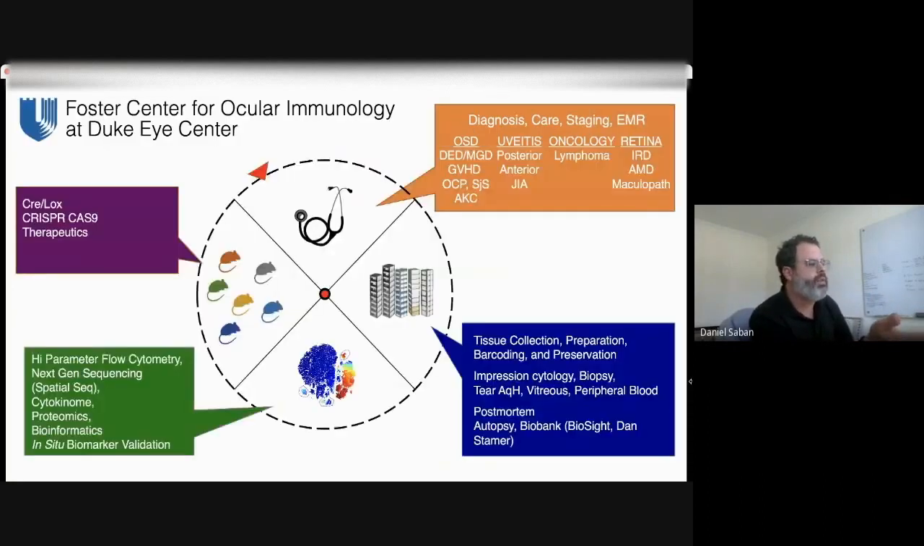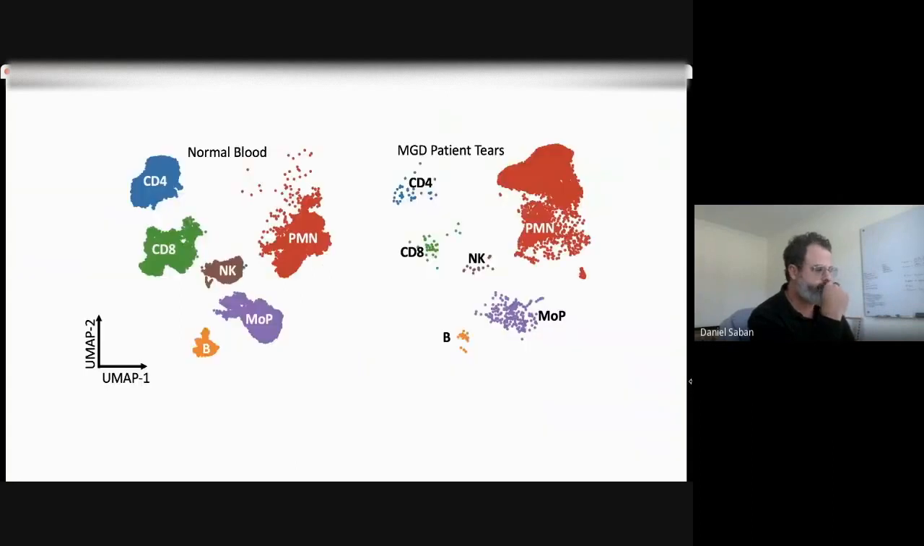Next slide. So we're advancing this notion. Right now we have 36 color flow cytometry. We also have single cell, and we have mass spec going on from patient tears. Next slide. And what we're doing, here's our 36 color flow cytometry. This is a UMAP, so it's compressed 36 colors of data onto a 2-dimensional plot. And what I'm showing on the left is a plot of normal blood, and what I'm showing on the right is a plot of MGD tears.